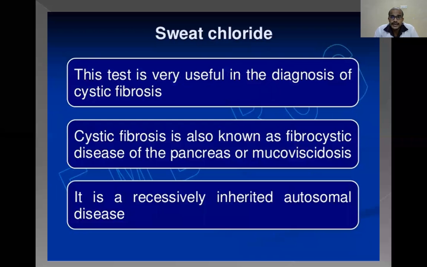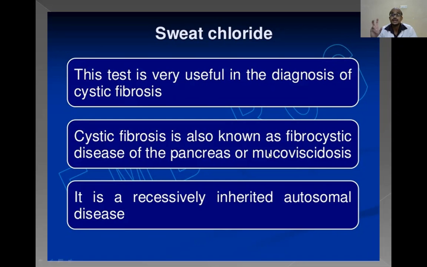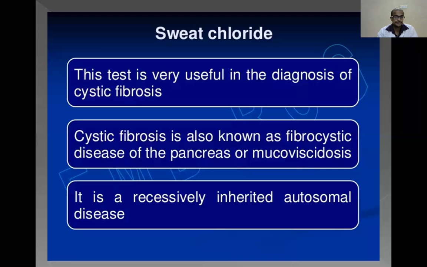And sweat chloride, this we had seen in previous session while seeing the estimation of different body fluids. So sweat chloride is very much necessary for diagnosis of cystic fibrosis. Okay. So cystic fibrosis, fibrocystic disease of pancreas, or mucoviscidosis. So this can be diagnosed by estimating the chloride in the sweat. Okay.